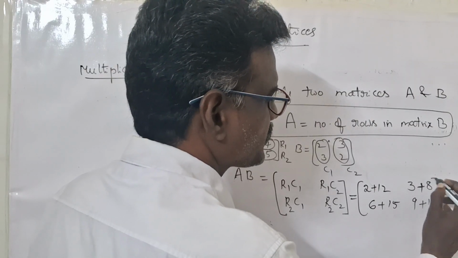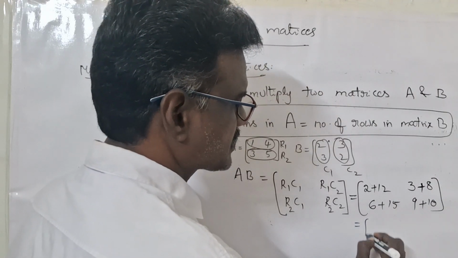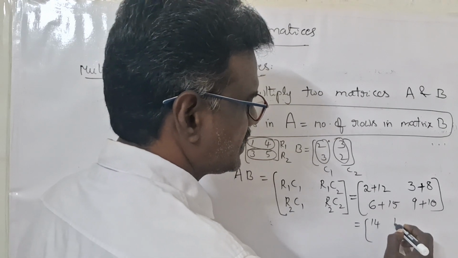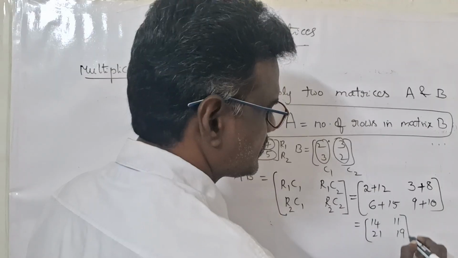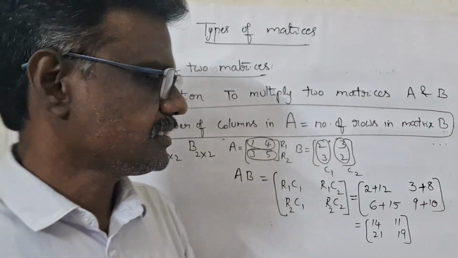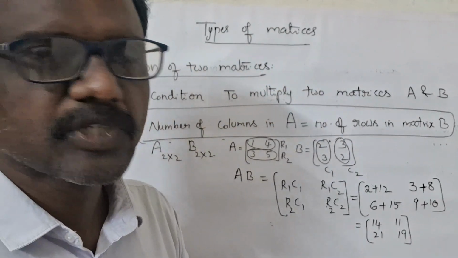This gives the product AB. So the product of AB is 14, 11, 21 and 19. This is the AB product.